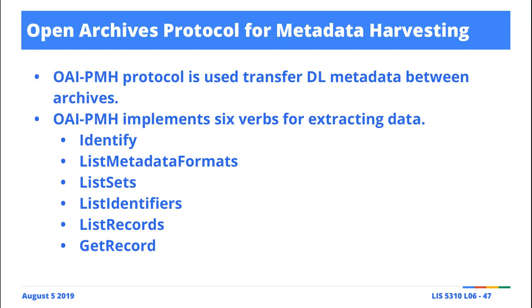Okay, so it works in a very simple way. There are just a total of six verbs, so a way of accessing this information. There's an identify verb. We'll see how to access these verbs. There's a list metadata formats verb, a list sets verb, a list identifiers verb, a list records verb, and the get record verb. So this is just a way of accessing the information in the repository itself.